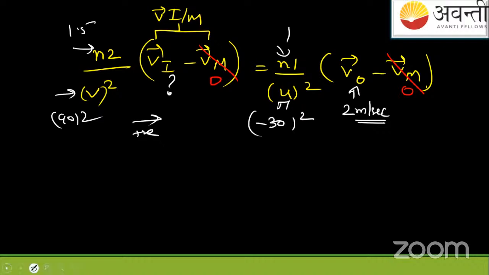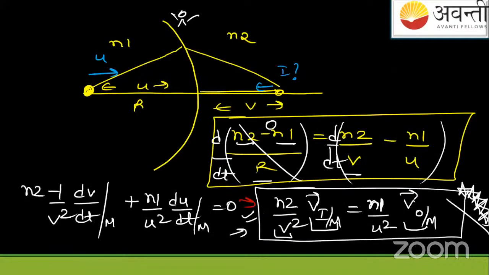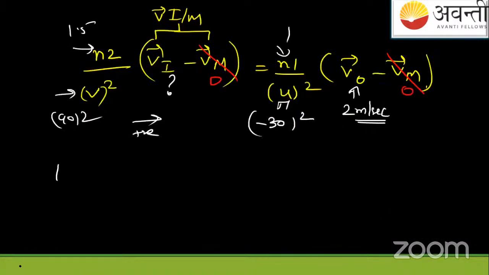One more thing, students: you must be worried that everything is in centimeters while the object velocity is given in meters per second, so do we have to convert? No, because if you look at the formula properly, centimeter square appears on both sides, so they will cancel. Okay, don't worry. Now let us apply these things.